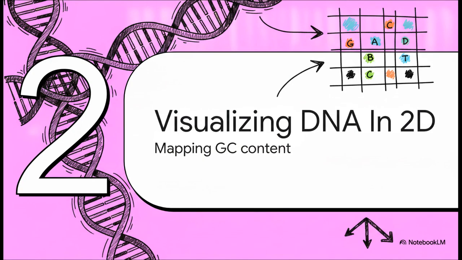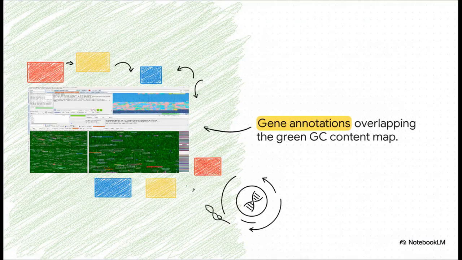Which brings us to Section 2, Visualizing DNA in 2D. Let's see how that chemistry actually translates into a map you can use. Anchor your attention to that green background for a second. The intensity of that green represents the average GC bases in that specific block of DNA. And on top of that terrain, you see those colored blocks and rectangles? Those are gene annotations. They're the known landmarks of our biology, overlaid perfectly onto the structural map of the genome.